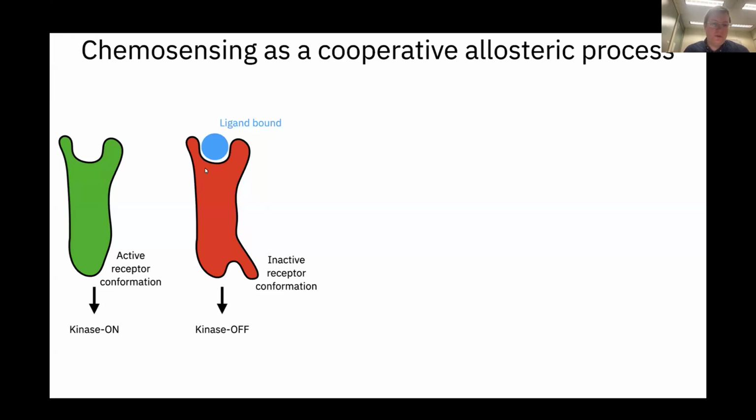And this is exactly what these chemoreceptors are doing. The binding induces a conformational change that propagates to the tip of the receptors and controls the activity of this kinase.